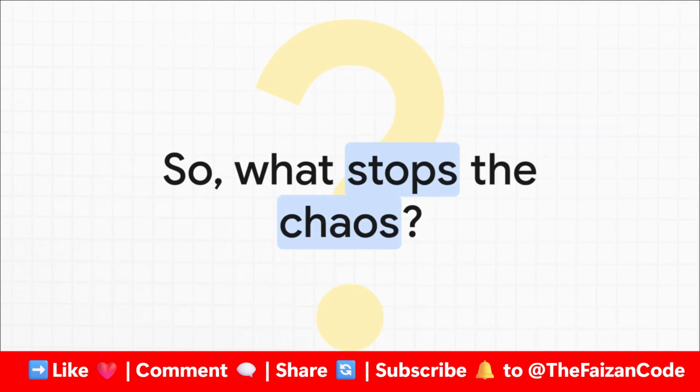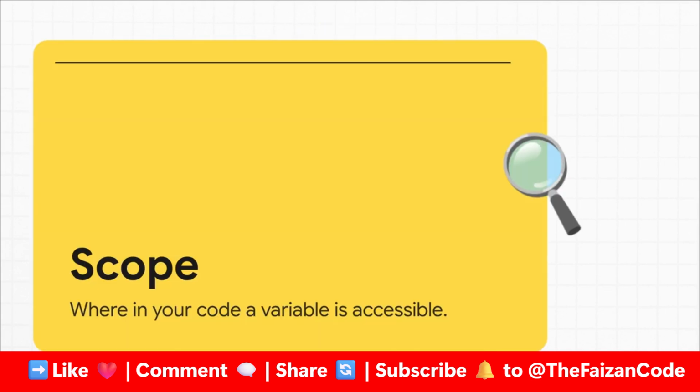So how does JavaScript stop that from happening? How does it manage all that potential traffic and keep things from grinding to a halt? Well, there's one key concept that acts like a traffic cop for all your variables. And that concept is scope. Yep, that's it. At its heart, scope is just the set of rules that says where your variables are allowed to live and where they can be accessed. It answers the simple question, hey, can I see that variable from over here?